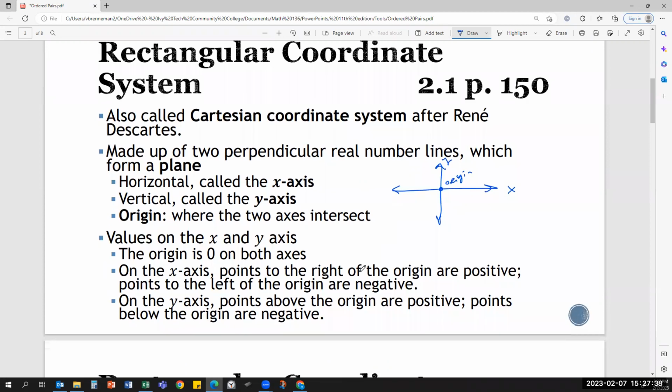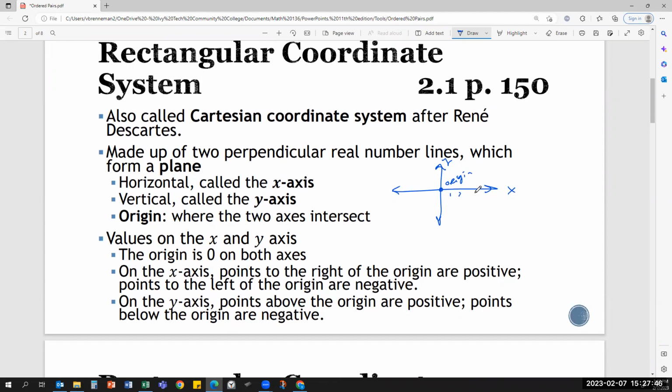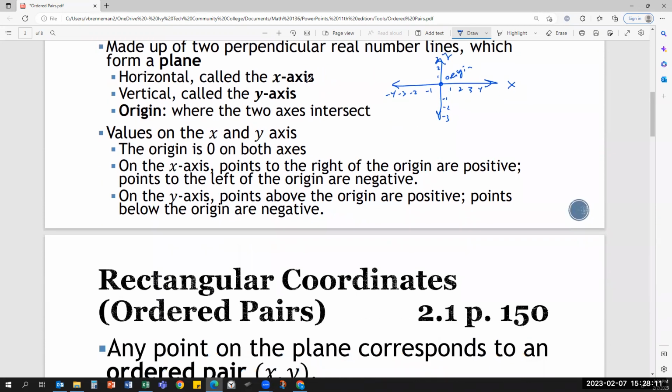The origin is 0 on both axes, and then on the x-axis, we have positive numbers to the right, negative numbers to the left, so it's just our standard number line. And then the y-axis is a second number line that's turned 90 degrees, and it's negative numbers going down, positive numbers going up. So I imagine pretty much what you would expect. So that's the coordinate system that we're starting with.